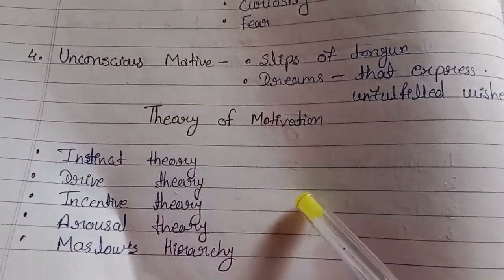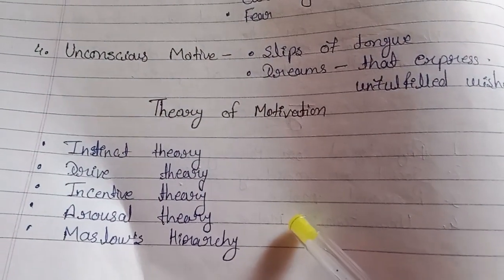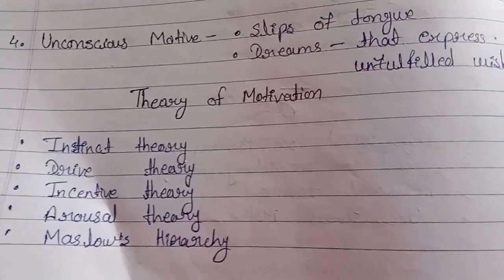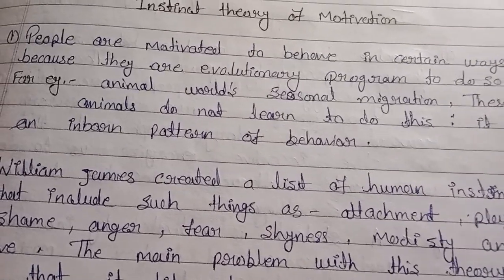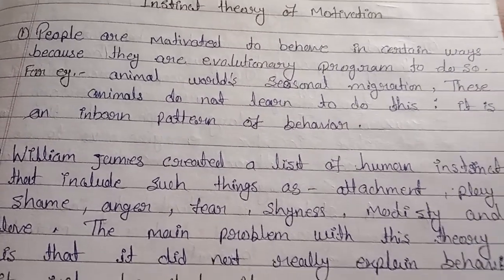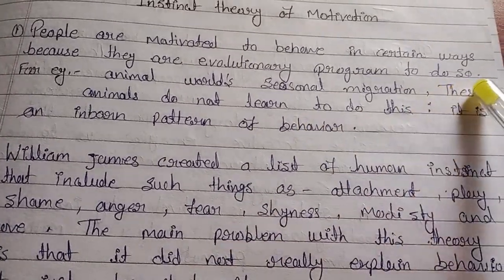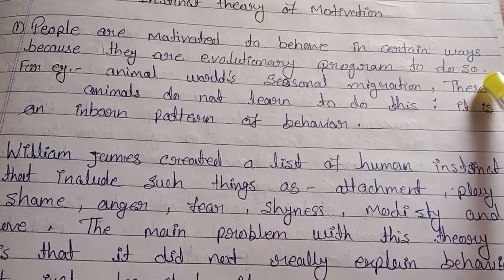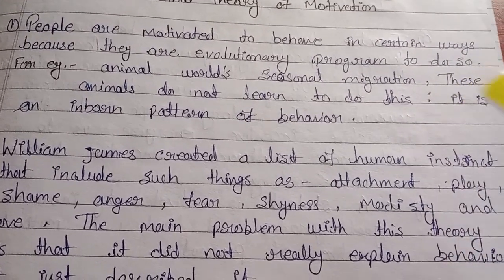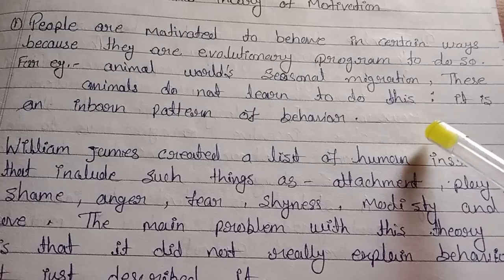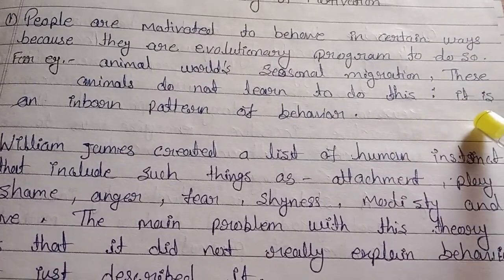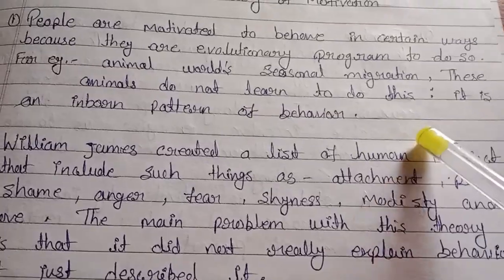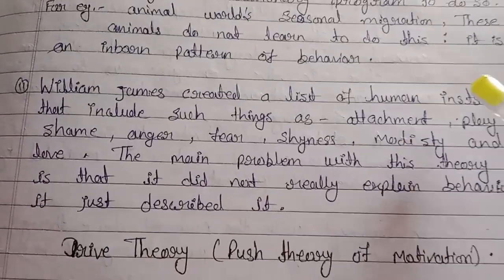Theories of motivation: instinct theory, drive, incentive, arousal and Maslow's hierarchy. The first is the instinct theory of motivation. People are motivated to behave in certain ways because they are evolutionarily programmed to do so. For example, animals' seasonal migration. These animals do not learn to do this. It is an inborn pattern of behavior.